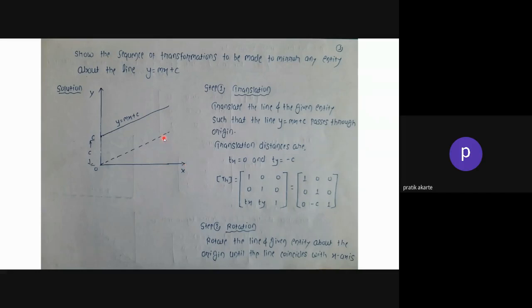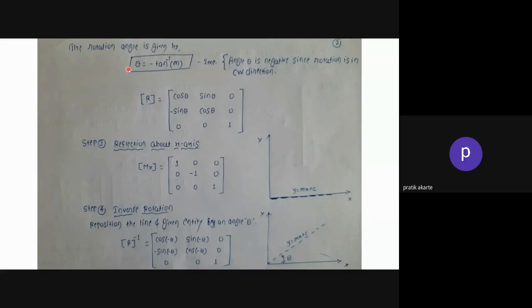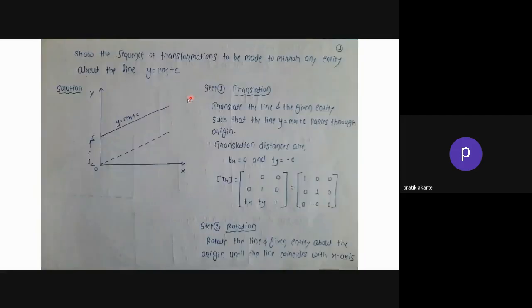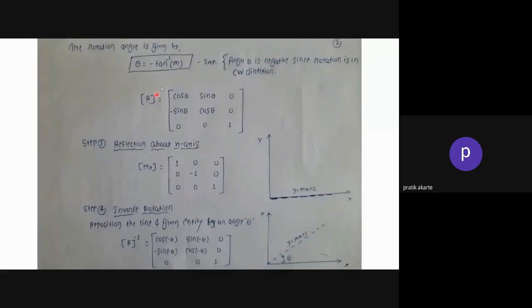So we are rotating this line and an entity about the origin so that it will coincide with the x-axis. Now for that we need the angle of rotation. That rotation angle theta can be found as tan inverse of m, where m is the slope of the line, which you can get from the equation of the line. From over here you can get the value of m and find theta.